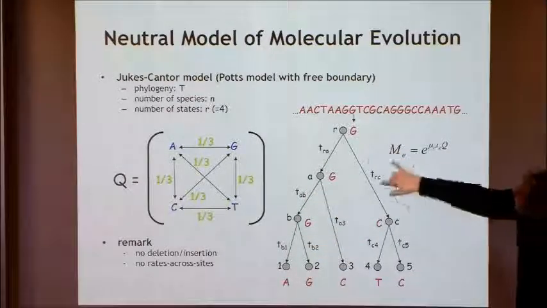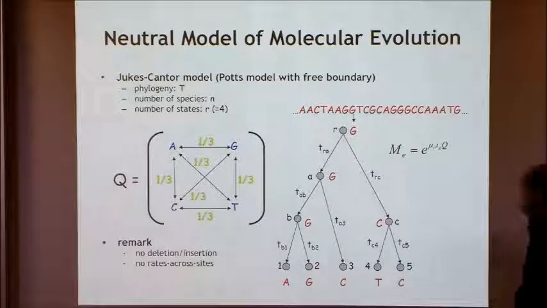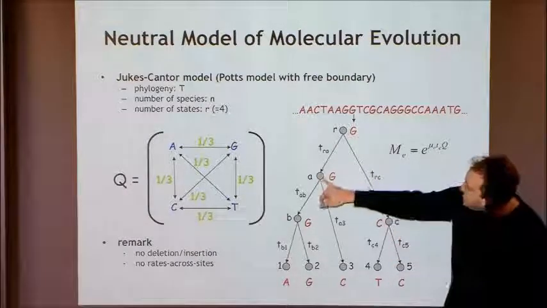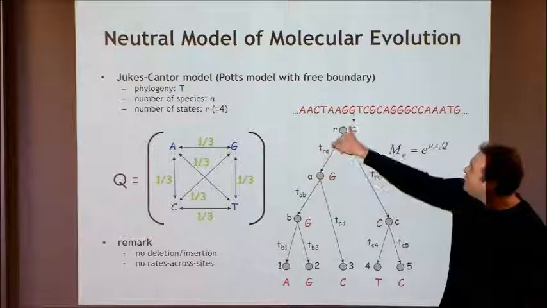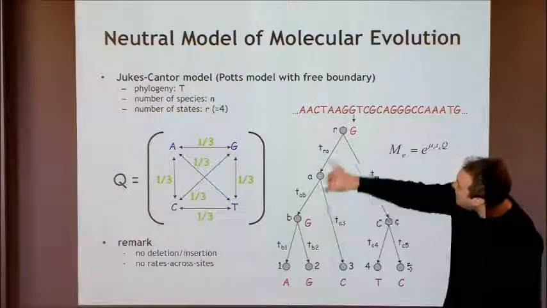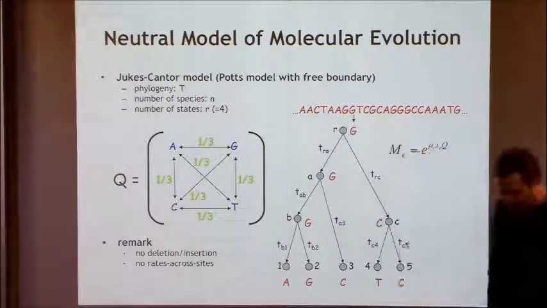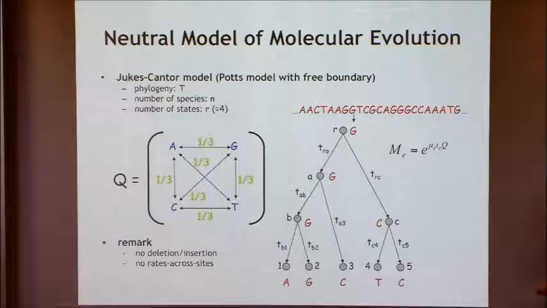Now what's going to happen is that along each branch of the tree, there's going to be a certain probability that I have a change by the end of that branch. I started with a G over here. There's a certain probability that I'm going to change by the time I get to A. And if I change, at least in this very simple Jukes-Cantor model, I can have uniformly any of the other states. Same thing over here.